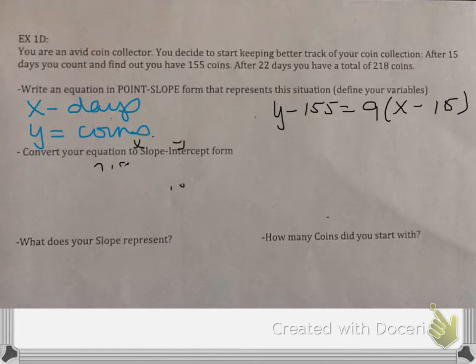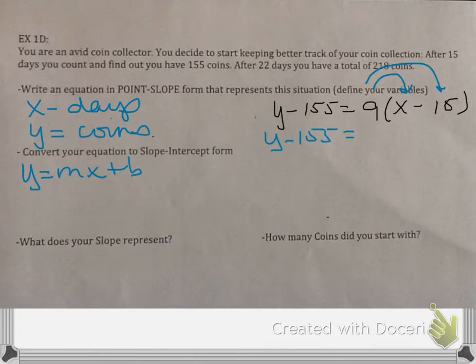Now if you look at the second part, it says convert your equation into slope-intercept form. If you remember, slope-intercept form is y equals mx plus b. So I need to simplify this. I'm going to distribute the 9 to both of these numbers. So I get y minus 155 equals 9x, and then 9 times negative 15 is negative 135.